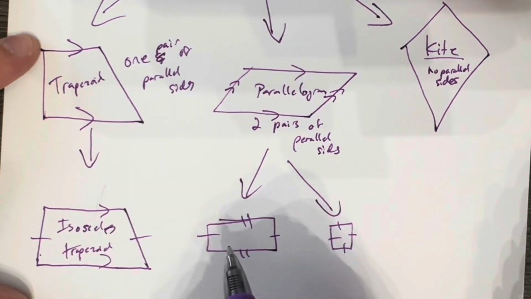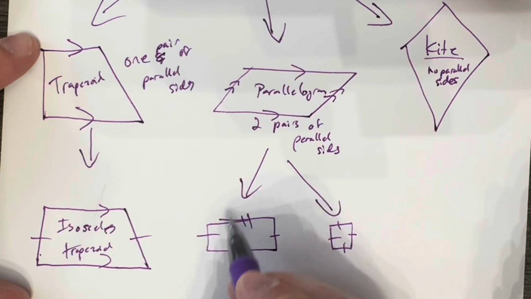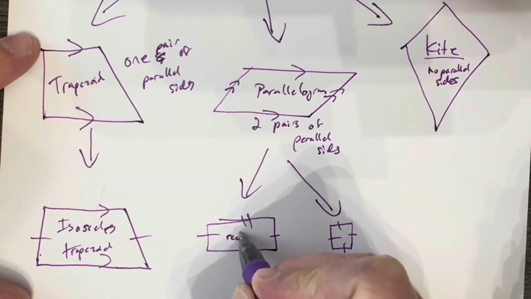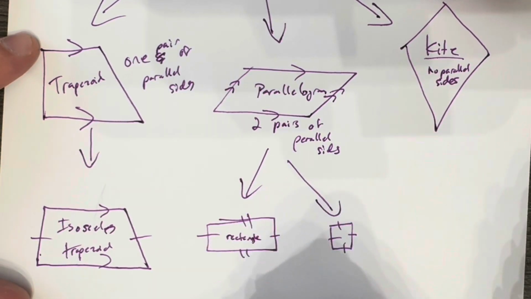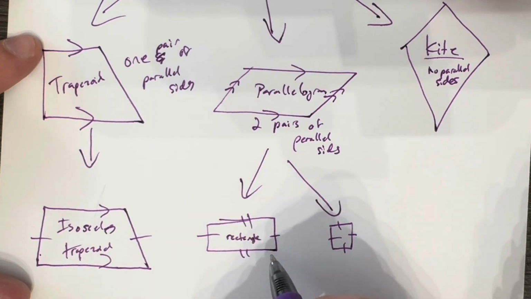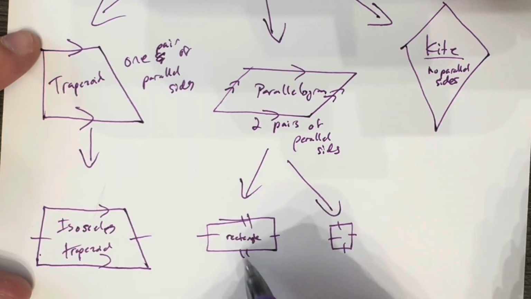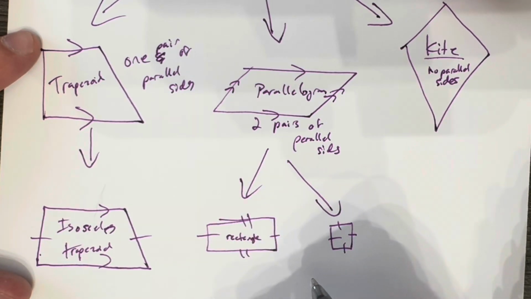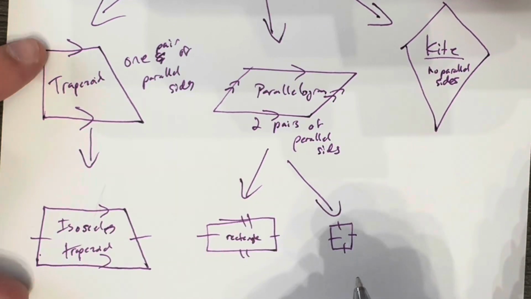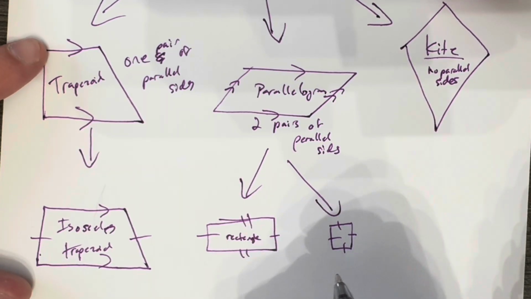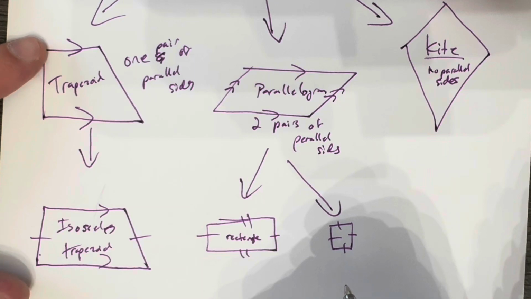With a rectangle, all four angles are equal because it's a rectangle and they're all 90-degree angles. Opposite sides are equal, okay? And opposite sides are also parallel. A square has all four sides that are equal and all four angles that are also equal.